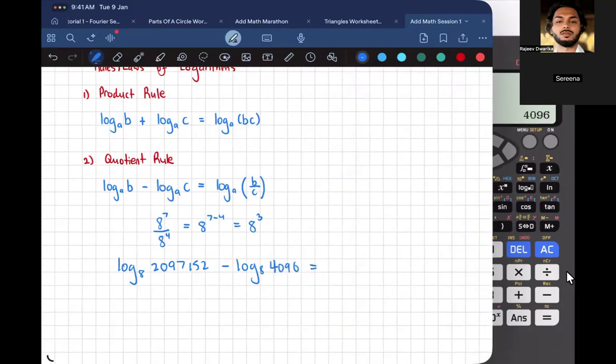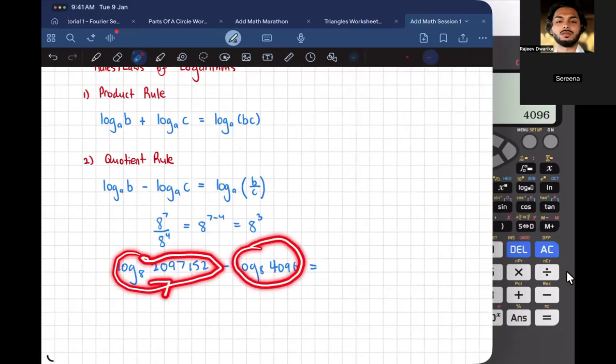All right, so Serena, I know it don't look like it, but this is just telling you the power you'd have to raise 8 to get the answer. And the power would be 7. So this whole answer is 7. What would this whole answer be? 4. So whatever I write here, it has to be 3. And how would I write 3 in terms of log base 8?